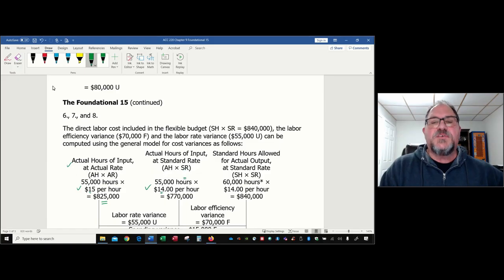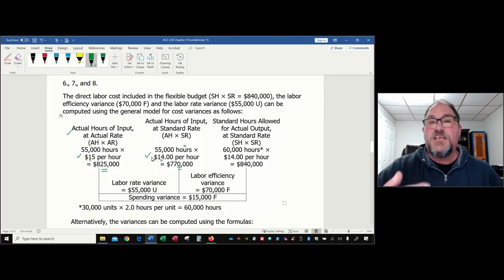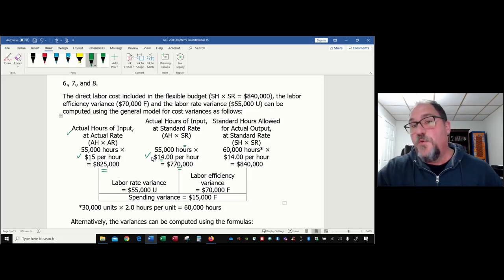That SR stands for standard rate. They were supposed to use 770,000. So from a labor rate variance, basically this is like a labor price variance, they spent 55,000 too much. That's pretty simple. Why? 55,000 hours at $15 an hour instead of 14. That ain't good. Now you've got to look into why that happened.